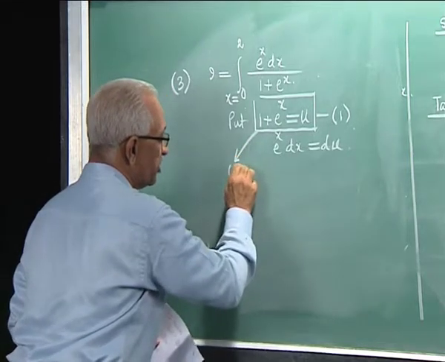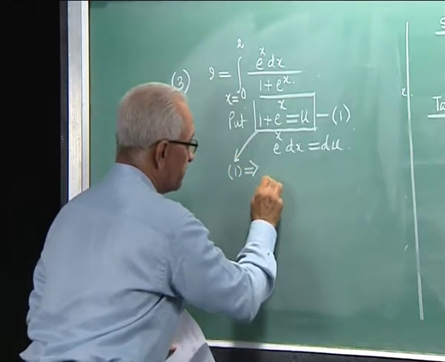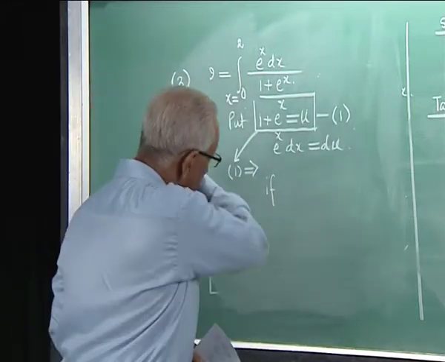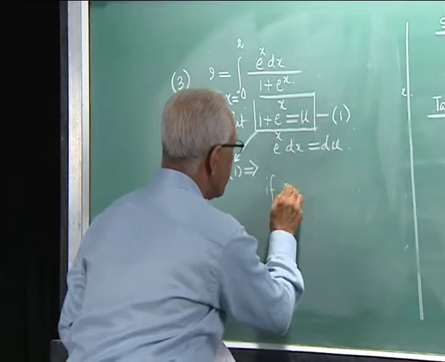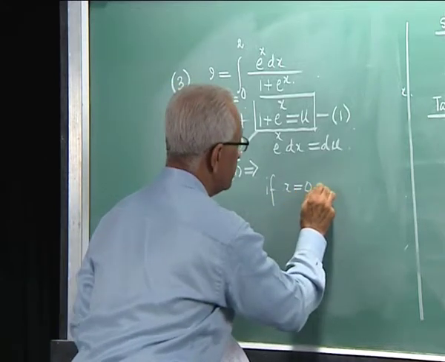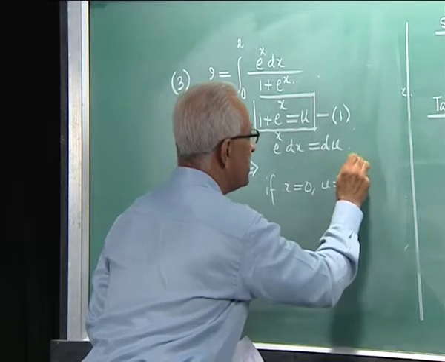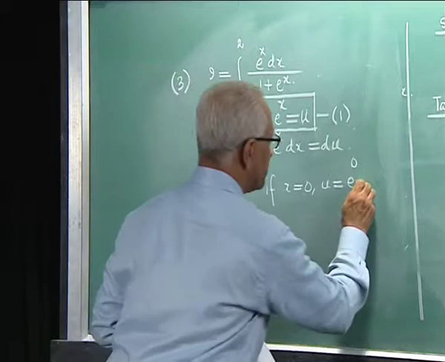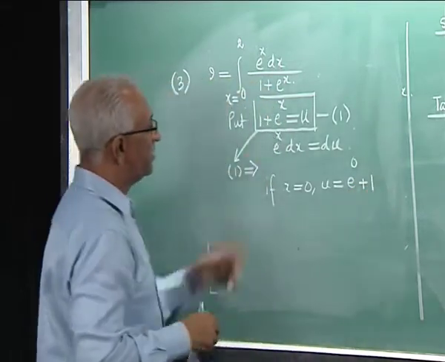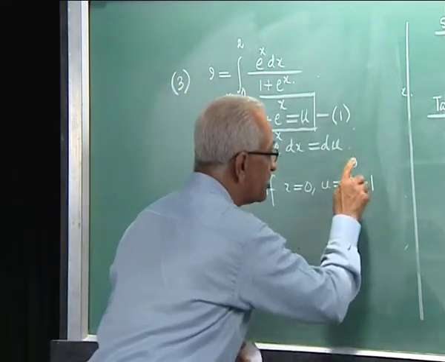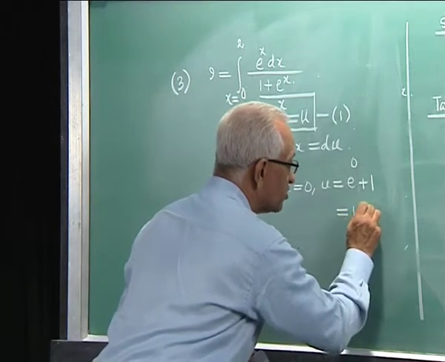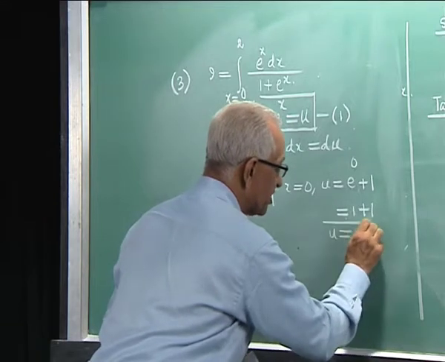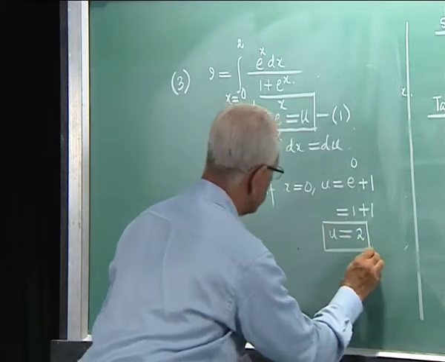That is equation number 1, if this is the only important thing that you will be taking care of. If we have x equal to the lower limit 0, u will become e to the power 0 plus 1. Anything raised to power 0 is 1, so u is equal to 2. I hope that is clear.